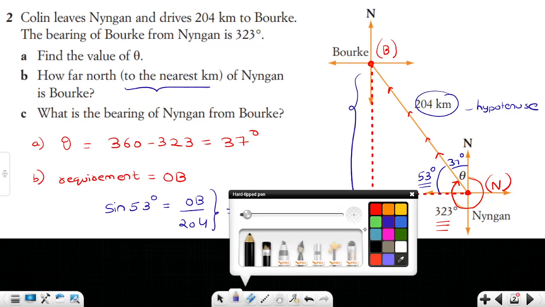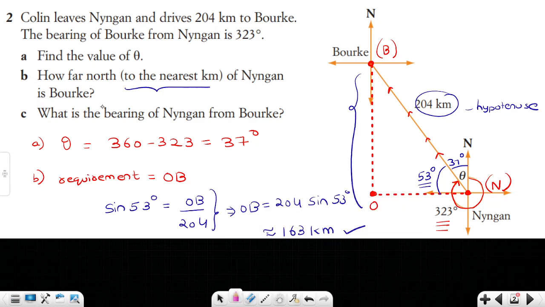Now I'm going to the pink color ink, the third question. What is the bearing of Ningan from Bork? So Bork is the center here. Now they want the bearing of Ningan. That's nothing but this angle. Very simple, right?